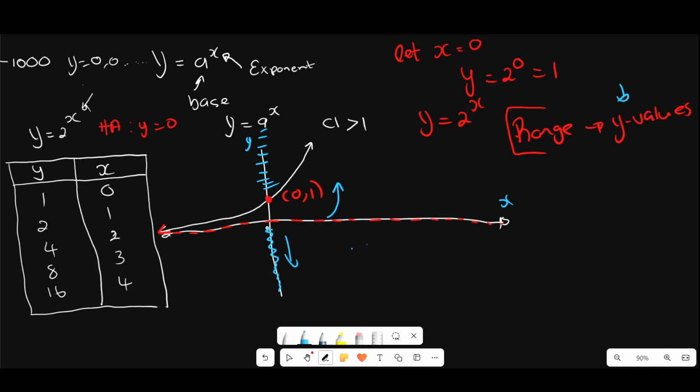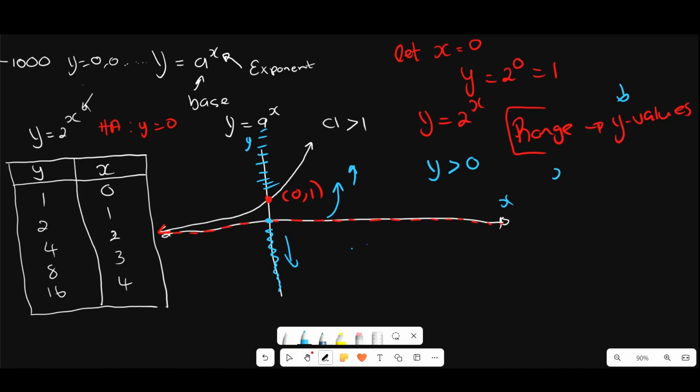In this case, the y values start from 0 and move higher, so my range will be y is greater than 0. We did not include the 0 because we just said that my function approaches 0, but it does not reach the 0, so we did not include it.